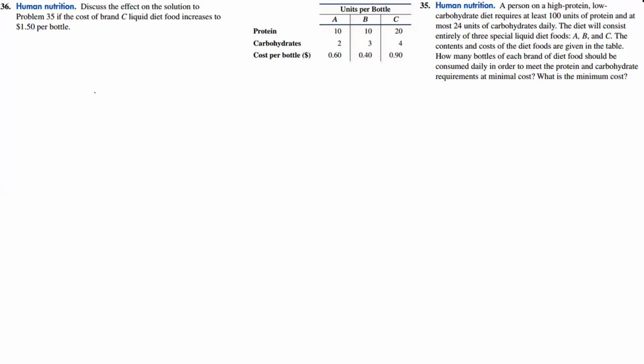All right, so let's write it in a table. This is going to be x1, that's going to be x2, and that's going to be x3, so that's the bottles of A, bottles of B, bottles of C. So what we need to do then is the minimum cost is going to be equal to what? Well, remember, this is no longer 90. We better cross that out, or I'm going to write that. That's $1.50 for C. So that's going to be 0.6 times x1 plus 0.4 times x2 plus 1.5 times x3.